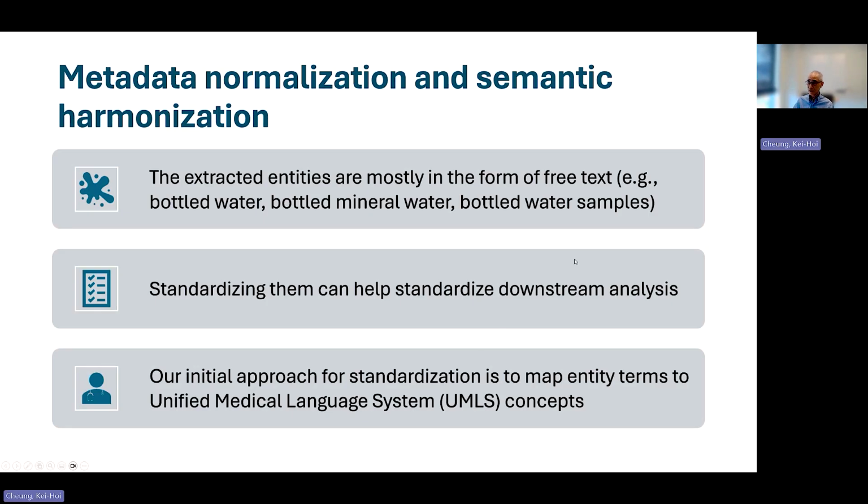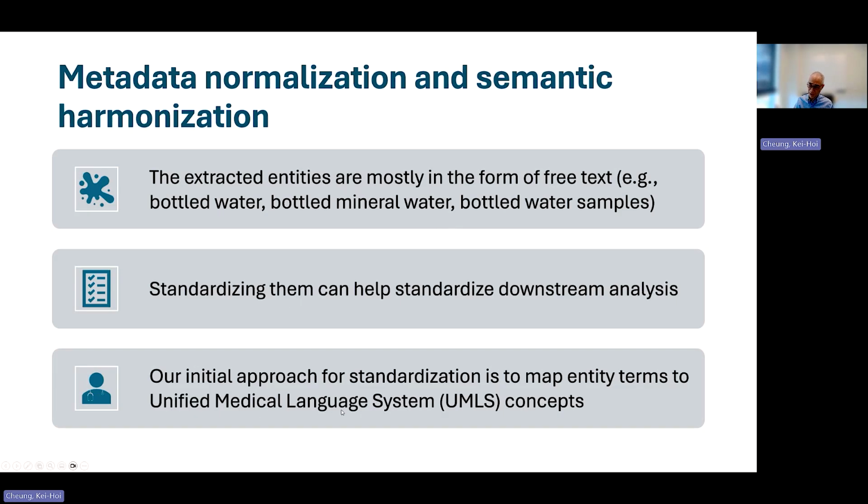So the next step is to map these extracted entity terms to UMLS. As you know, these terms are basically free text, and can be synonyms, or more general terms versus more specific terms, like bottled water versus bottled mineral water, etc. And this harmonization process will help standardize downstream data analysis.